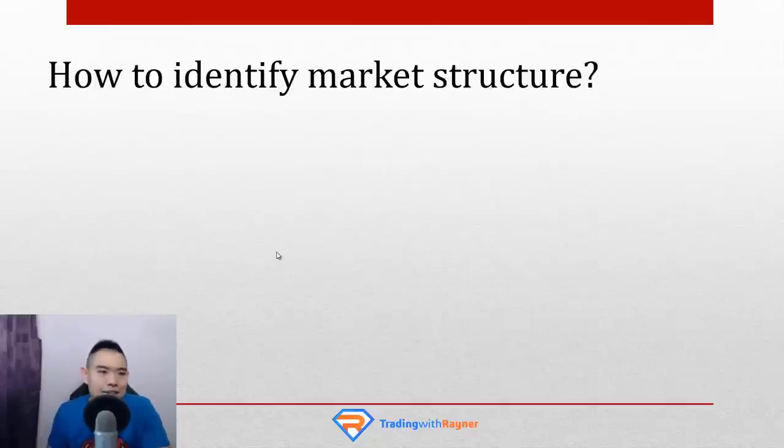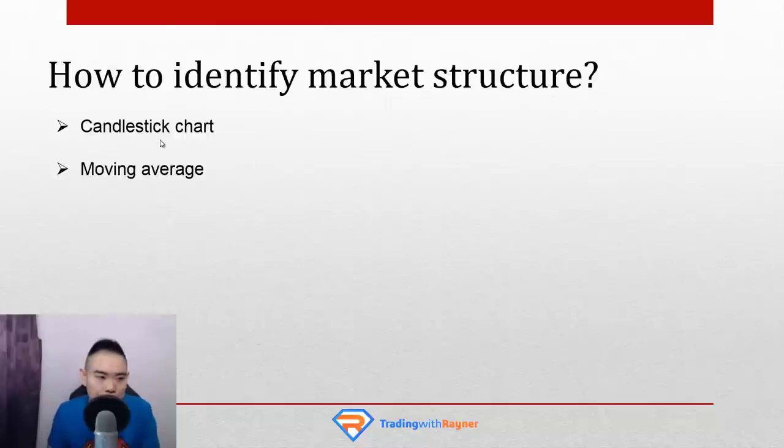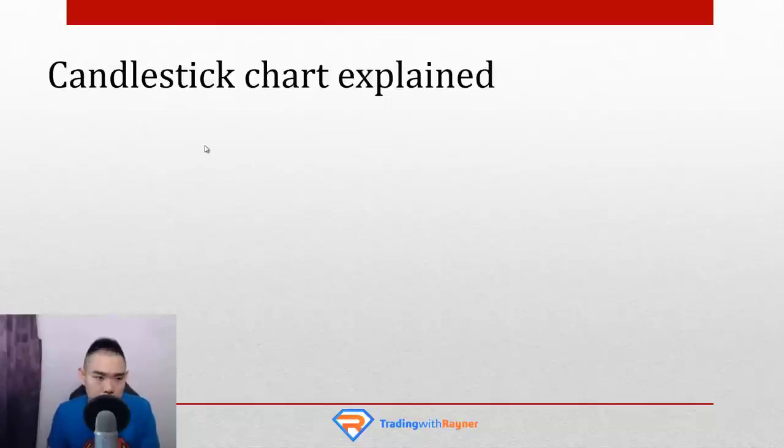Make sense? So how do you identify market structure, or if you want to phrase it another way, how do you identify the current market condition? Well, there are two techniques I want to share with you. Bear in mind there are more than two ways to do this, but I just want to share two useful techniques, because if I share too many, you get overwhelmed, you get confused, and you give up. Number one, candlestick chart, and number two, moving average. So let's have a look at these two in more detail.